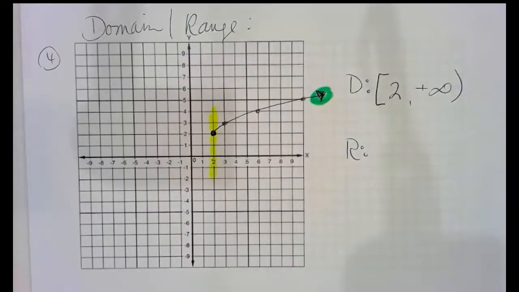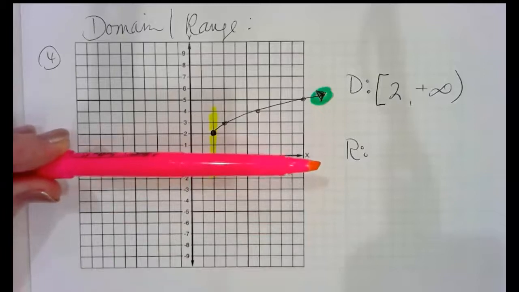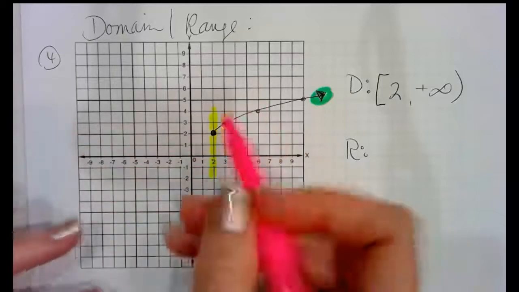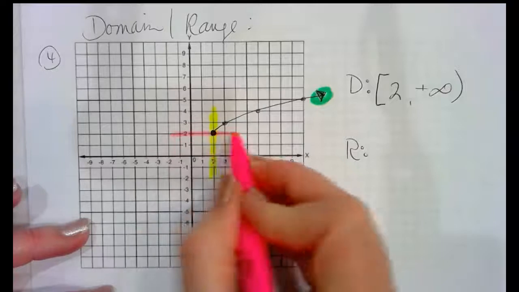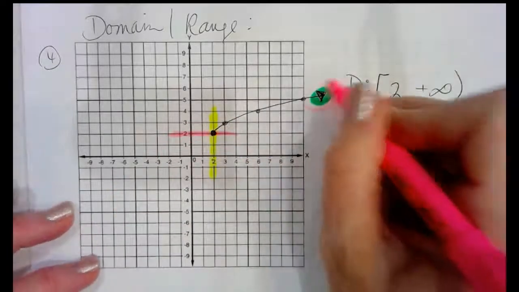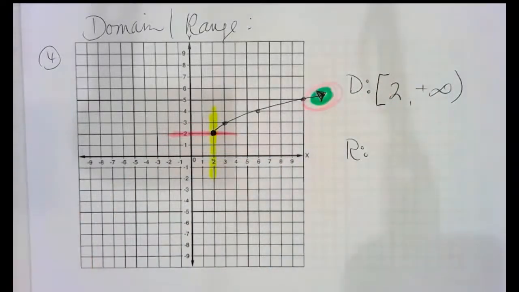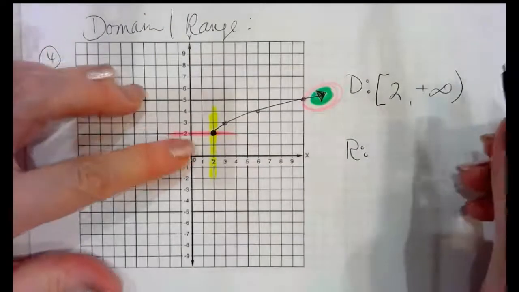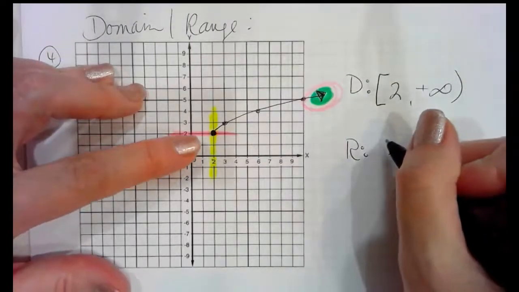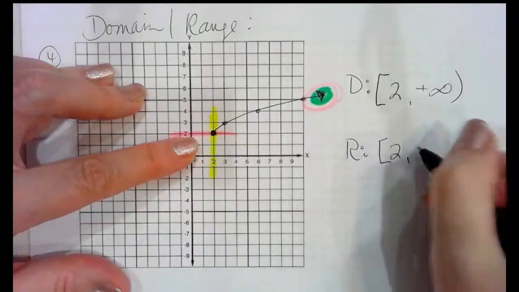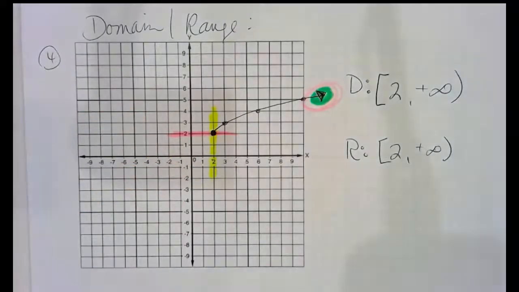Next, our range. Our range is read from the bottom to the top, and range has everything to do with the y-axis. So our range begins here. And once again, it's going up forever. So our range also starts at positive 2, inclusive, and goes to positive infinity. So that's domain, that's range. Domain, left to right, range, bottom to top.